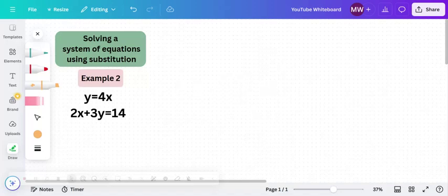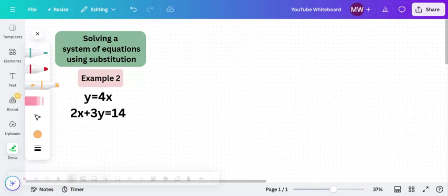In this video, we're going to practice solving a system of equations using substitution. This is our second example, so this one's going to be a little bit more challenging than the first example. If we look at our system of equations, we have y equals 4x, and we have 2x plus 3y equals 14. Both of these equations have both an x and a y in them.